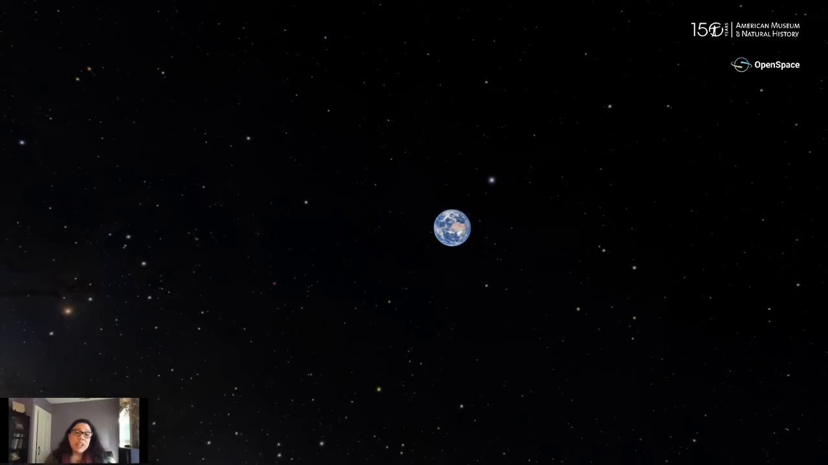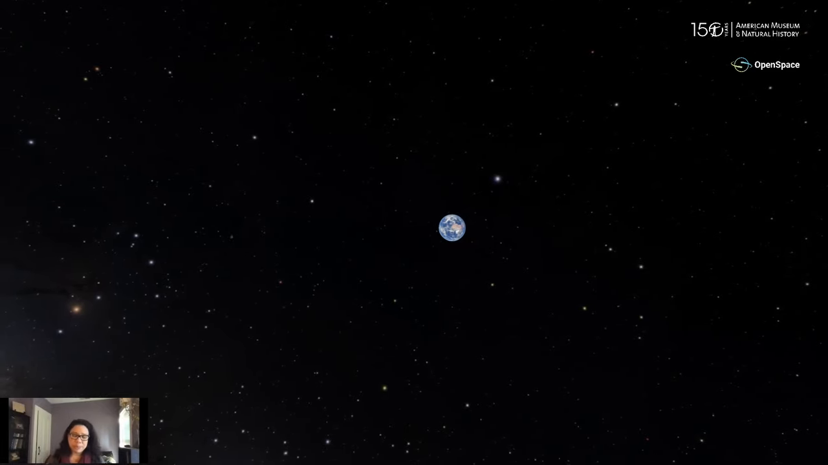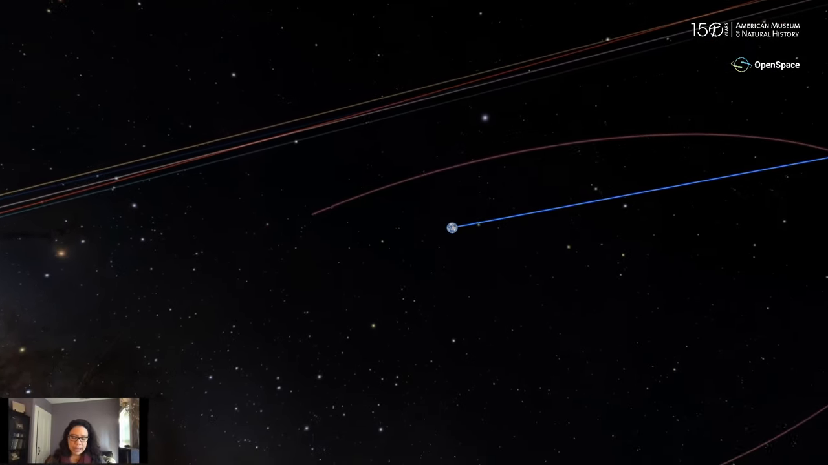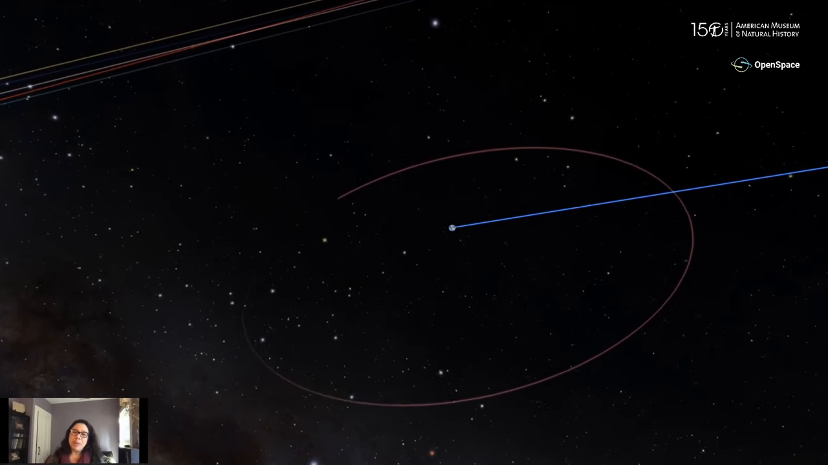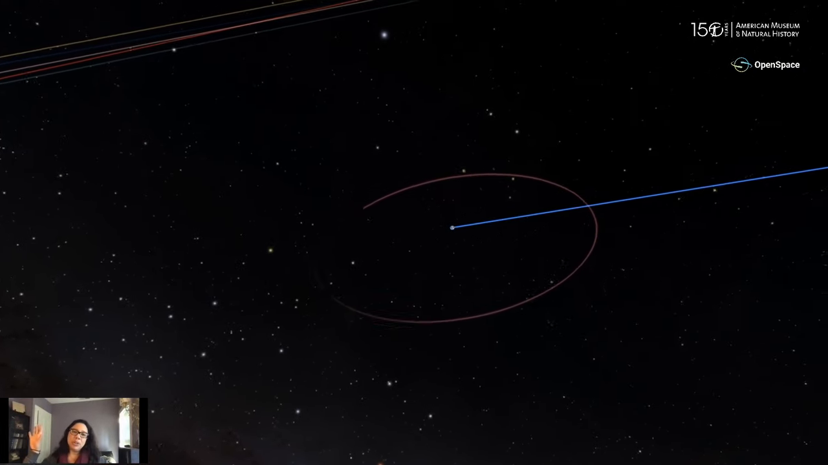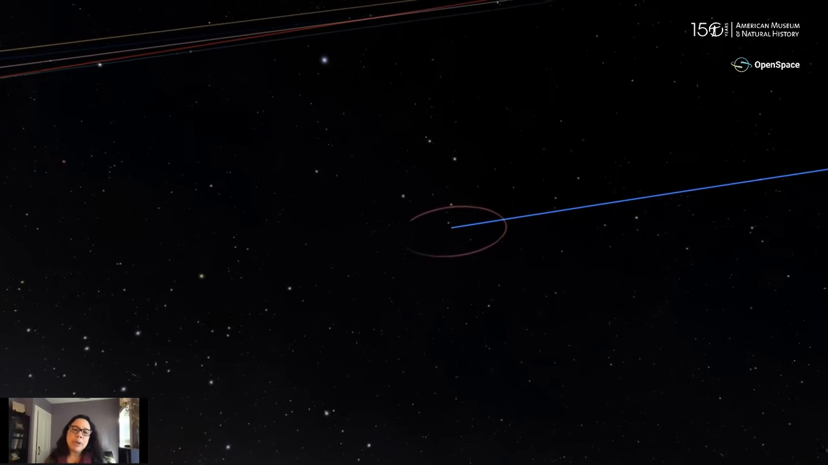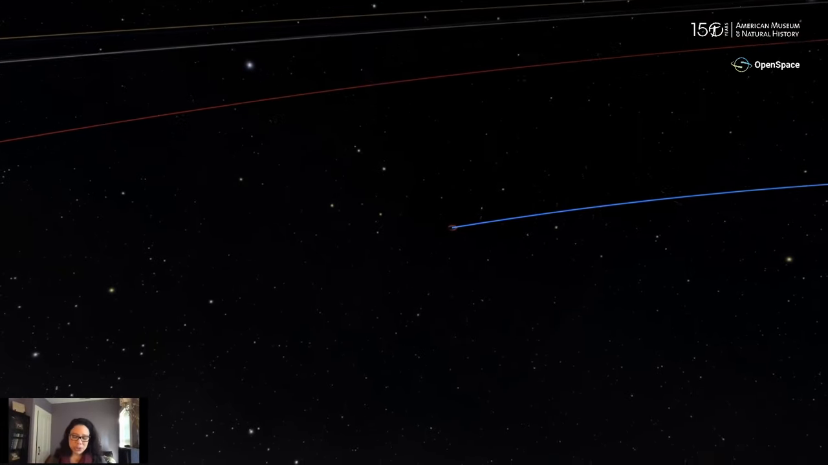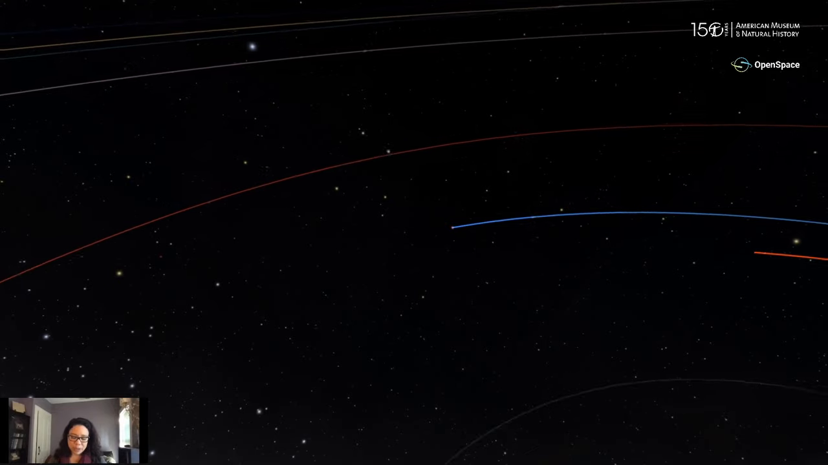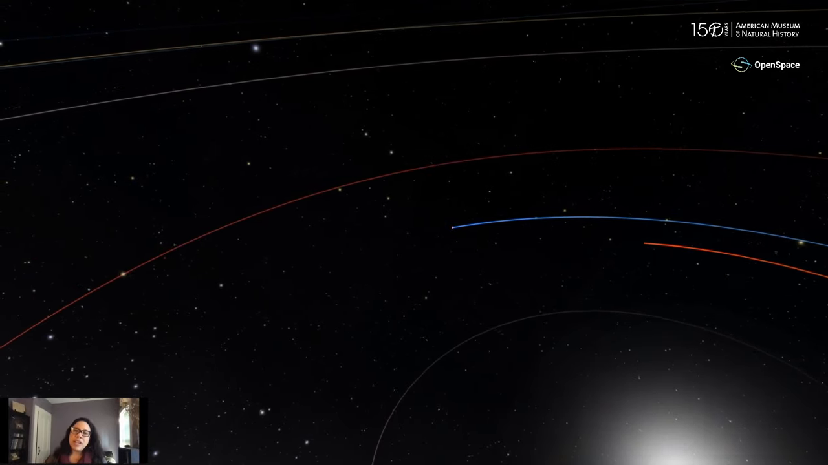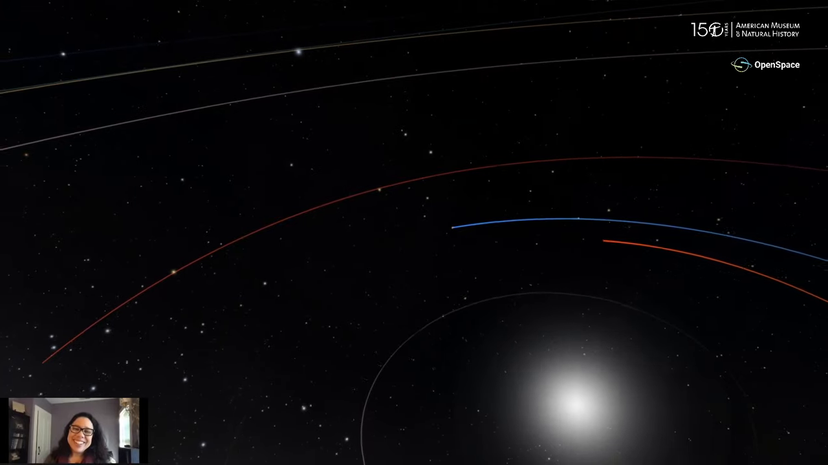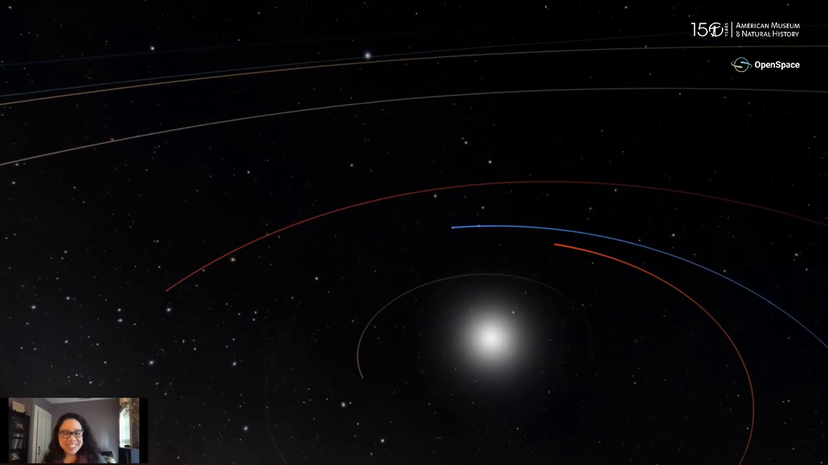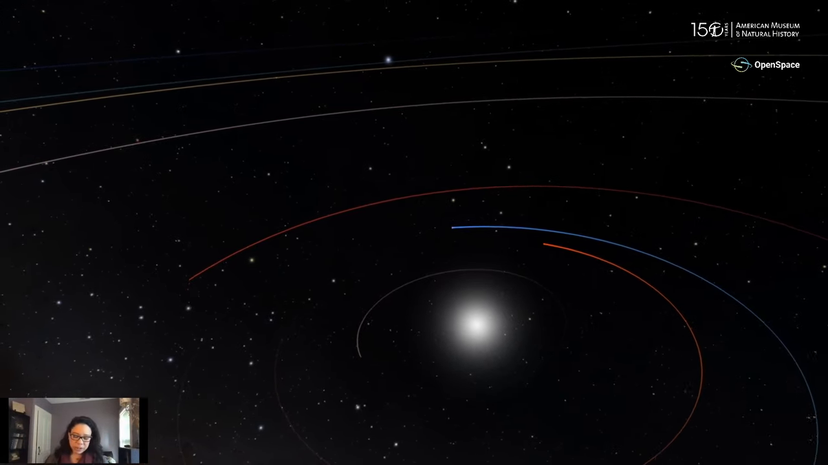To address that question, we are lucky enough to have sent spacecraft amongst the planets of our solar system and have explored several of our neighbors. So as we back out here, we're looking at the Earth with the moon in orbit around it. And we're gonna back out to see the orbits of our two neighbors, Venus, which is closest to us, and Mars, farther away from us. There's the orbit of Venus, and here's Mars.